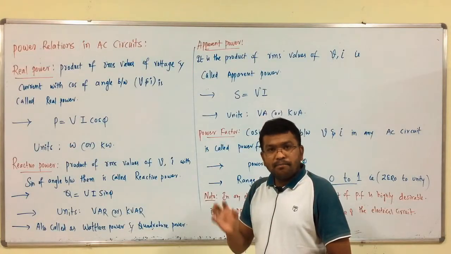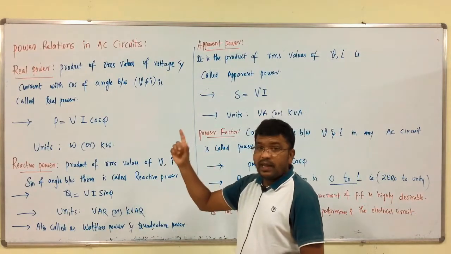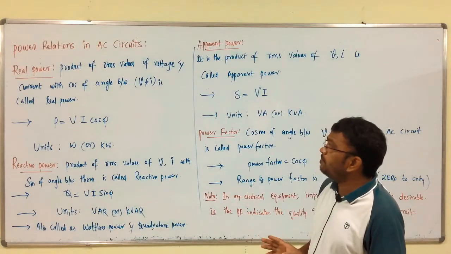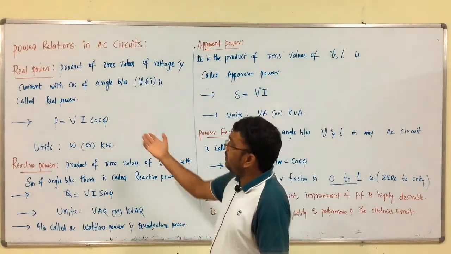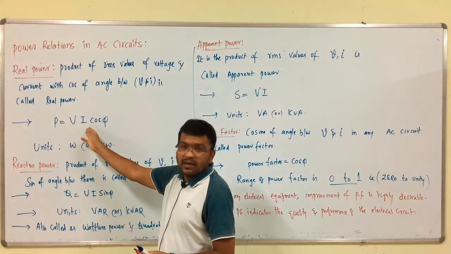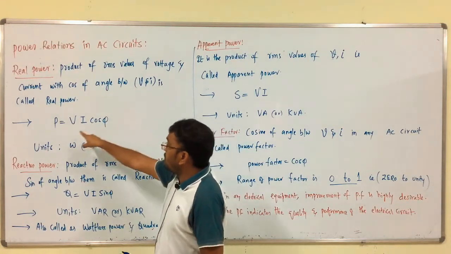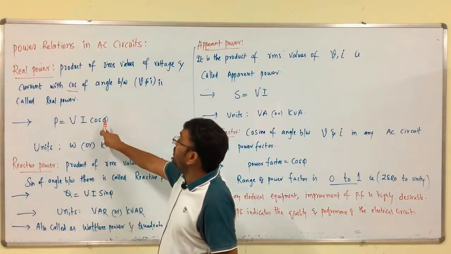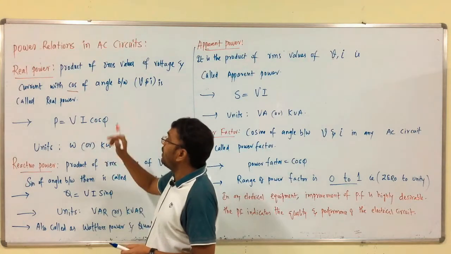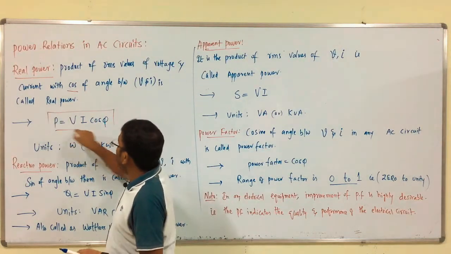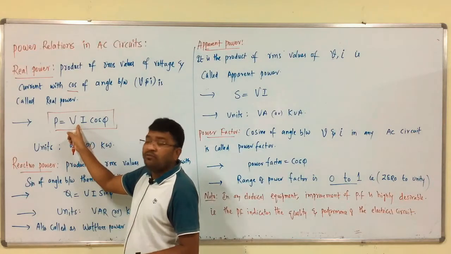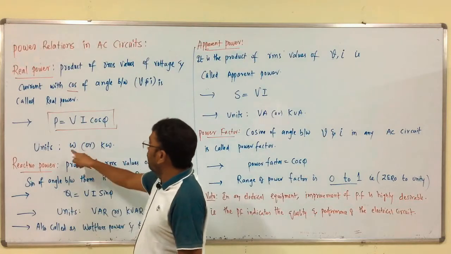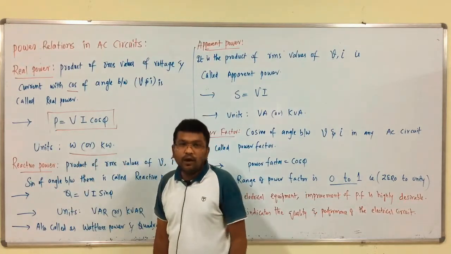Now, we have to discuss the important definitions. Those are real power, reactive power, apparent power and power factor. These are very important. First, real power. We had a derivation: Vrms into Irms into cos phi, that is the product of RMS values of voltage and current with the cosine of the angle between them, which is nothing but real power, V I cos phi. By default, this is RMS voltage and RMS current. The units are watts or kilowatts.